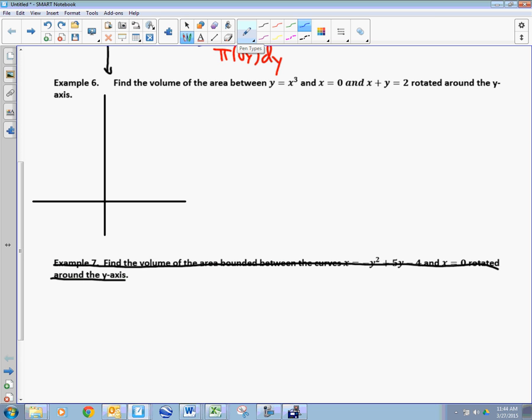So find the volume of the area between y equals x cubed. I'm going to draw x cubed. And x plus y is equal to 2. x plus y equals 2.